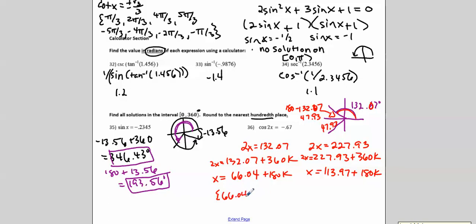So these are two of our answers, 66.04 degrees and 113.97 degrees. And then if we add 180 to each of these, we'll get two more answers. The first one I get is 246.04 degrees. And then the second one, when I add 180 to 113.97, I get 293.97 degrees.